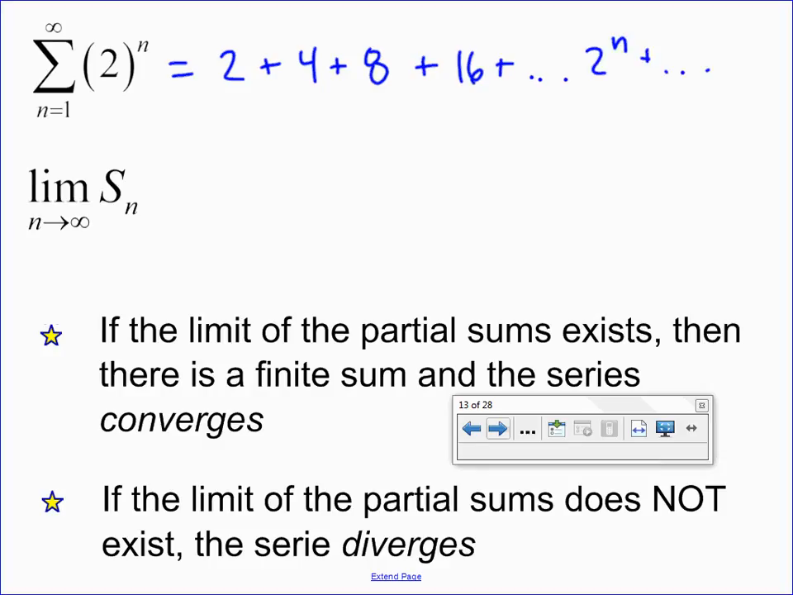Do my term values, 2, 4, 8, 16, are they approaching a particular value? Are they converging? No, they're continuing to balloon towards infinity forever. Therefore, will my sum, the infinite series, converge? No, it'll be guaranteed to continue to grow and grow as I sum larger and larger terms together. This again will be infinite. It does not exist. If the limit of partial sums does not exist, then the series is said to diverge.